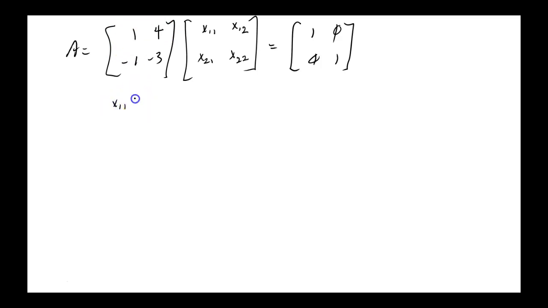X11 plus 4X21 is equal to 1, right? And then let's do the second row, second column, and that would be X12 plus 4X22 is equal to 0. Next, you tell me.